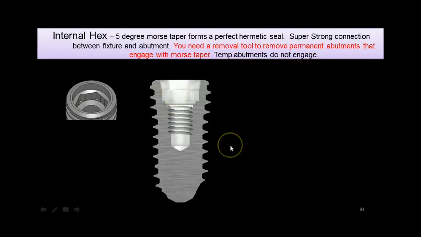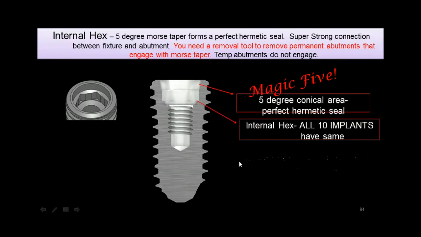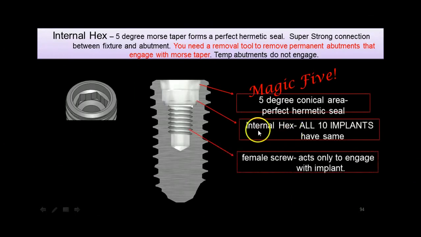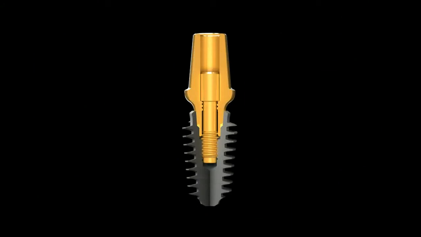And let's look at the physics of the connection itself. So it is, again, an internal hex here, as you can see there. There's your 5-degree Morse taper here. Okay, and it does, again, provide a perfect hermetic seal. We call it the Magic 5. And again, with the internal hex, the beauty of all 10 diameters of implants is they have the same connection, which makes it a common connection with all 10 diameters of implants. So here, the most important thing to remember about the connection is the female screw acts to only engage with the implant. Once you torque the abutment down into place, no stresses are being put on the screw itself. So let's look at that.